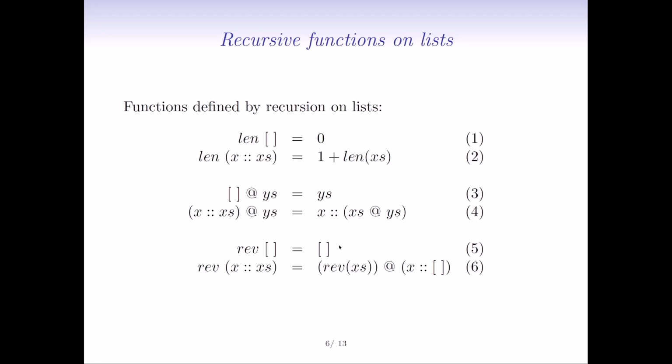And finally, a function rev for reversing a list. That's going to use the append function that we've seen already. The reverse of the empty list is just the empty list itself. If I want to reverse a non-empty list, x cons xs, first I reverse the tail, so I reverse xs, and then I append the singleton list consisting of just the element x. This is written as x cons empty list, a one-element list containing only the element x. So I reverse the tail, and then I add on to the end the element x.